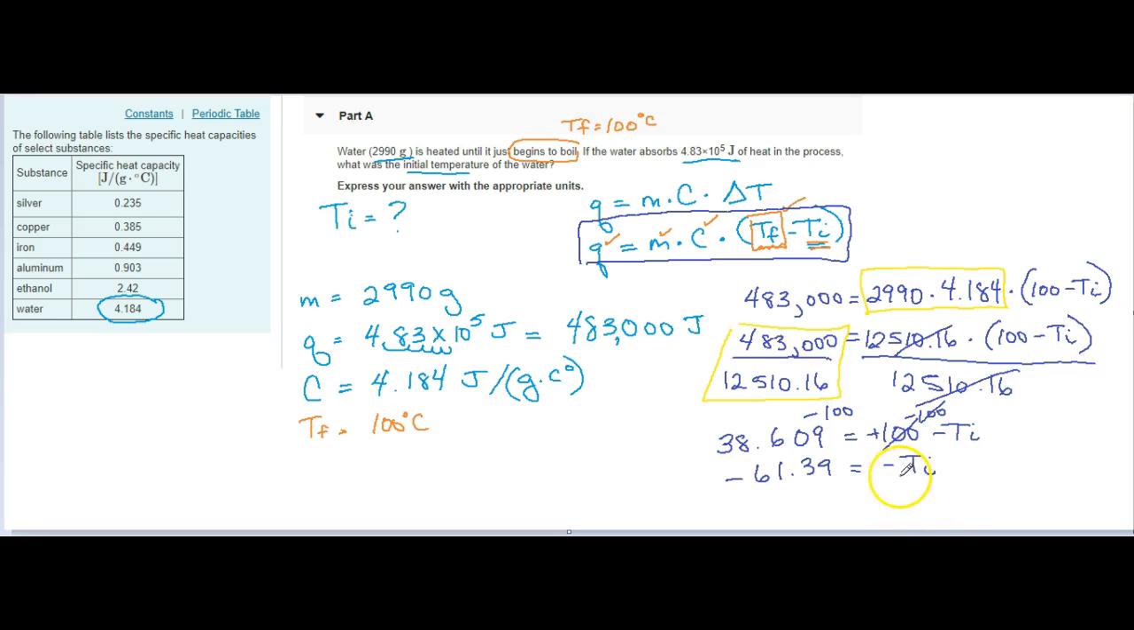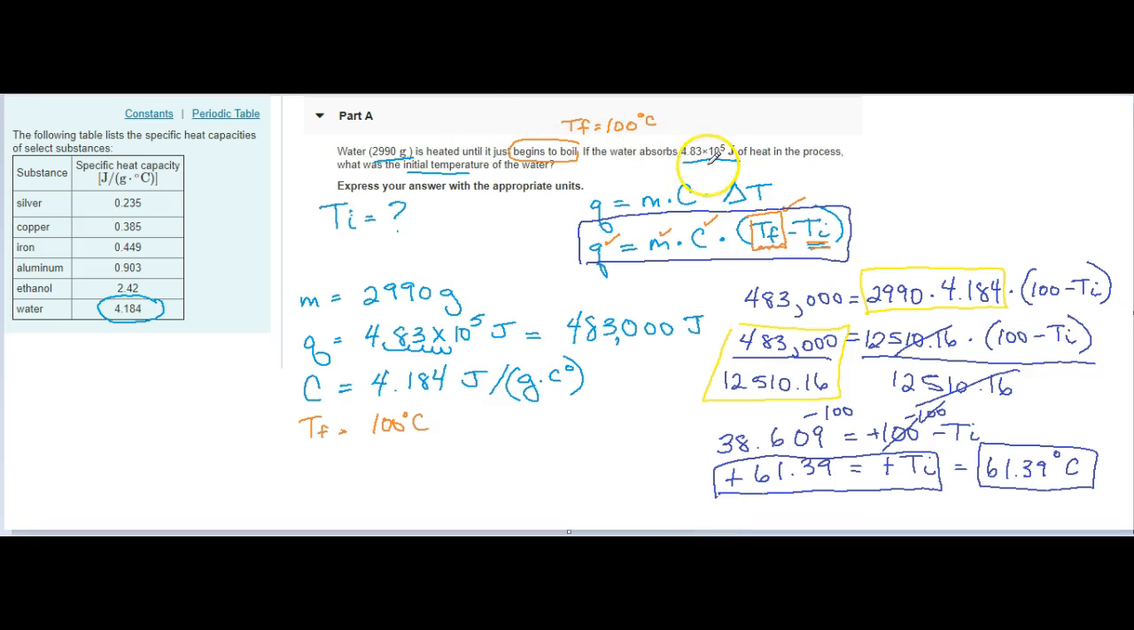And then to get rid of the negatives, I'm just going to multiply by a negative on both sides. That changes both sides to positive. And so my answer for my original temperature is going to be Ti is equal to 61.39 degrees Celsius. And that's going to be the original answer.